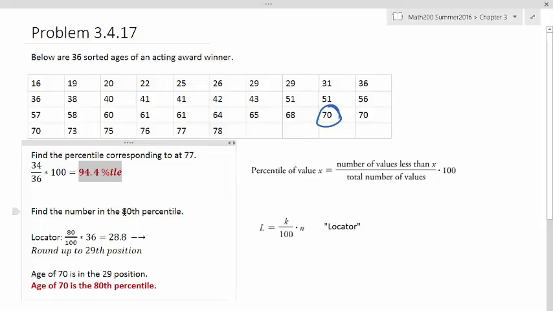On the other hand, when they give us a percentile and they want us to find the number in that particular percentile, we use the locator, and then we locate the value. Remember, whatever you get in your locator, you round up, and then that gives you the position. The position tells you how far to go in your list, which should be in sorted order, to get to that position, and this number is going to be the number in the given percentile. Okay? Alright, I hope that helps.